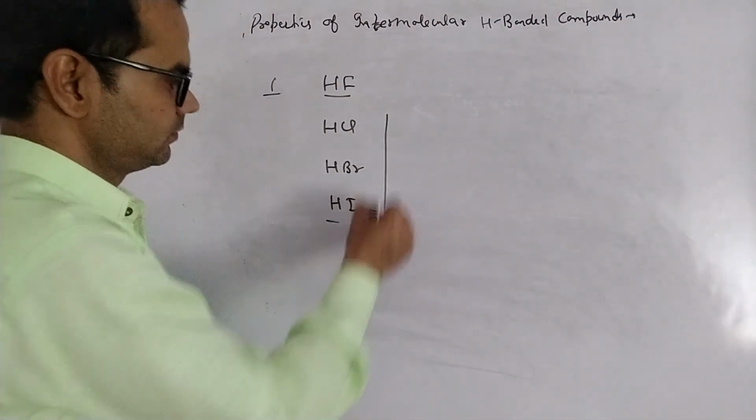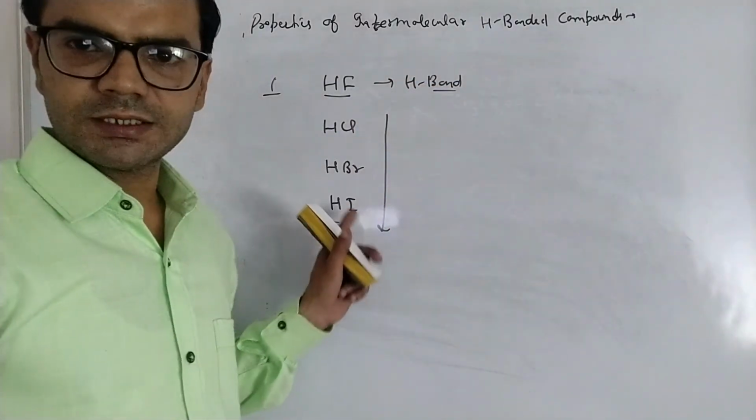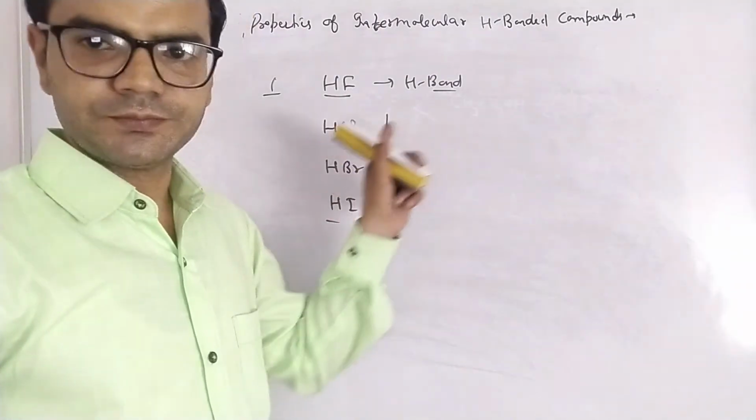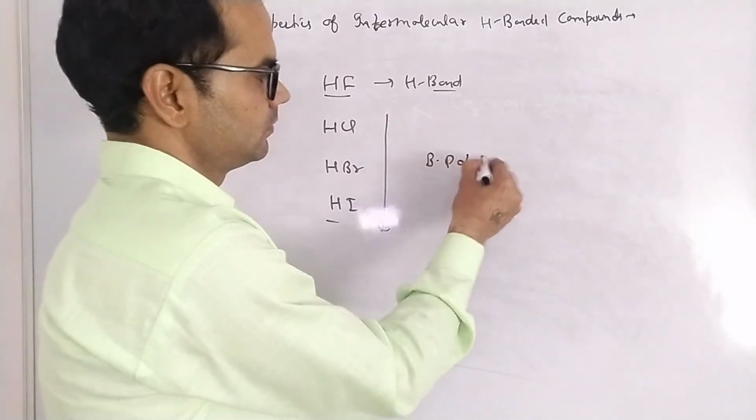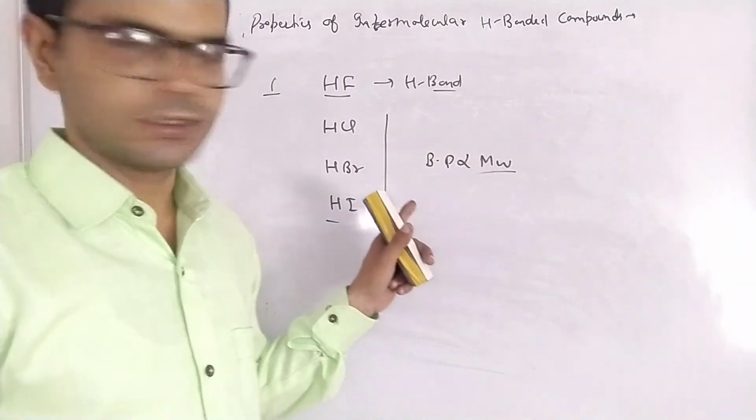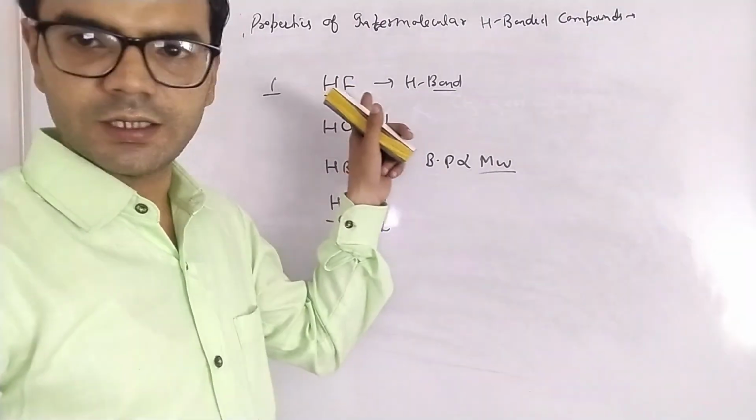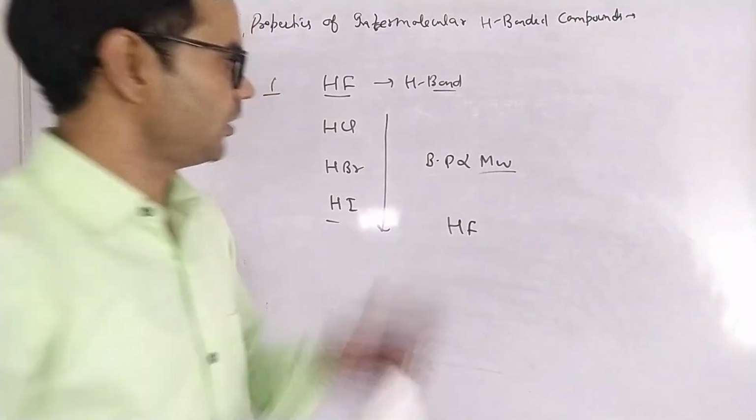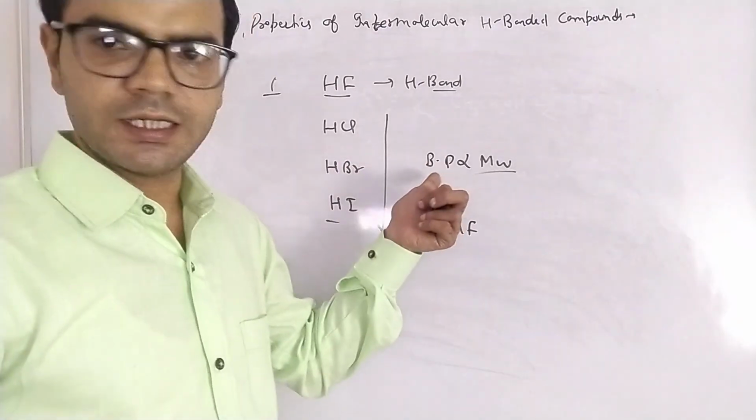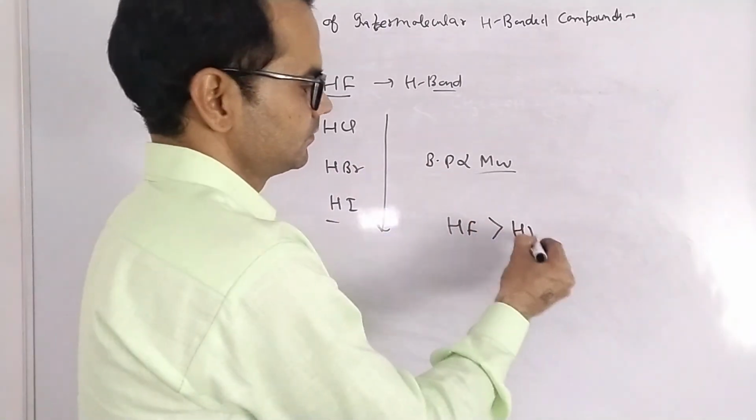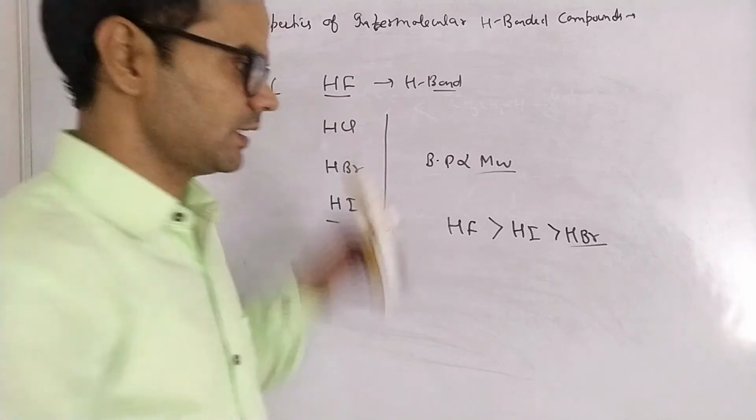But HCl, HBr, HI, they all don't form a hydrogen bond. So their boiling point will be directly proportional to their molecular weight. So among these four, only HF can form hydrogen bond, so its boiling point will be higher. Now we have to compare these three. HI has high molecular weight, it means it has a high boiling point. After HI, HBr, and last HCl.